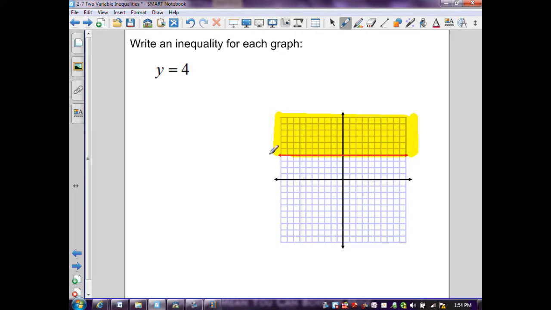Here, we're given a horizontal line, y is equal to 4. And I have my shaded area above the line. So again, I have y, I have 4, and since this is shaded above the line, I have y values greater than this line. So therefore, this would be greater than. Since this is a solid line, that's going to give me an equality factor to that. So my solution is y is greater than or equal to 4.